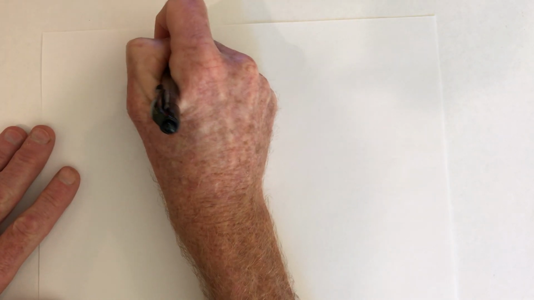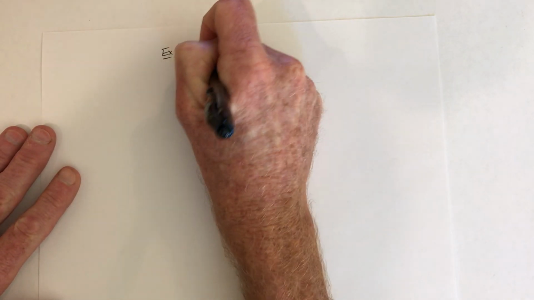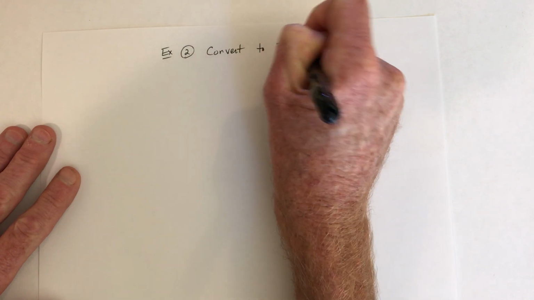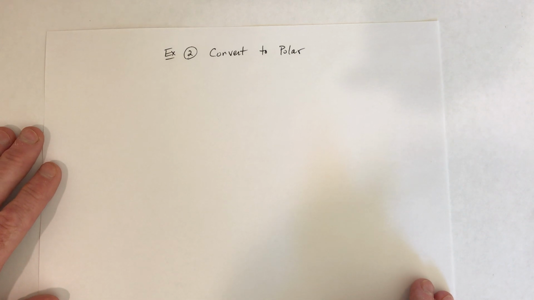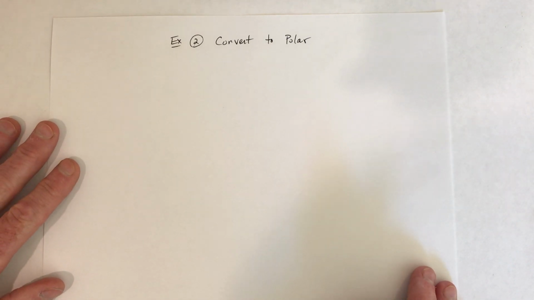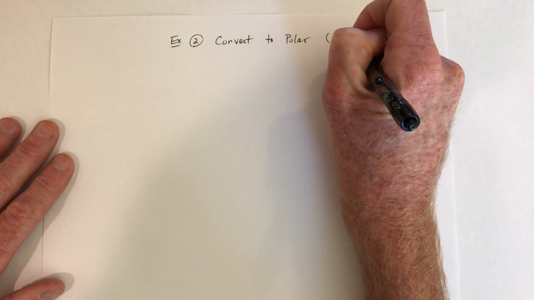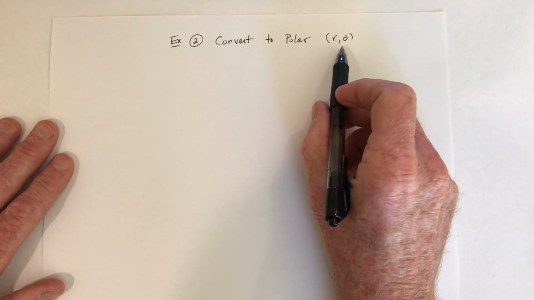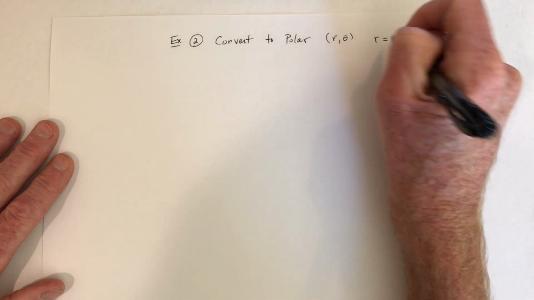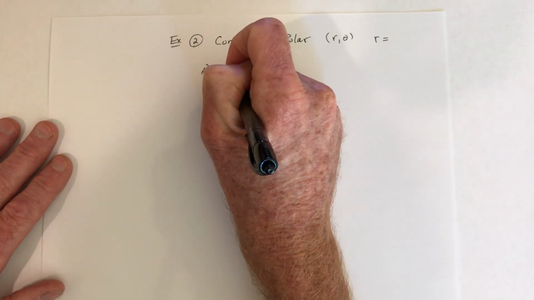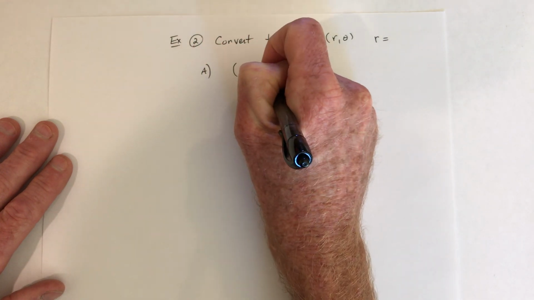Then for example number 2, convert these to polar. In other words, this is going to be in the XY system, and then change it to the polar system, which is r comma theta if it's a point, and then it could be a function r equals something with theta if it's a function. The first one is a point. How about -2 comma 5?